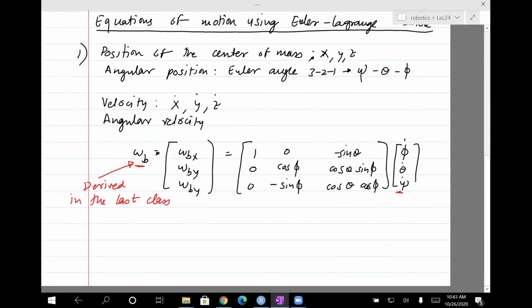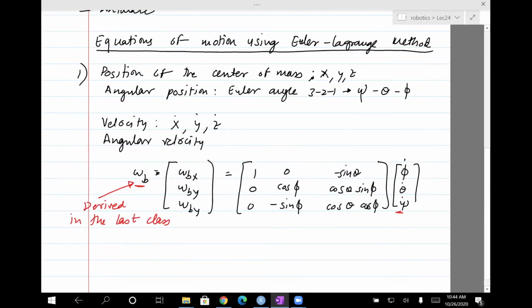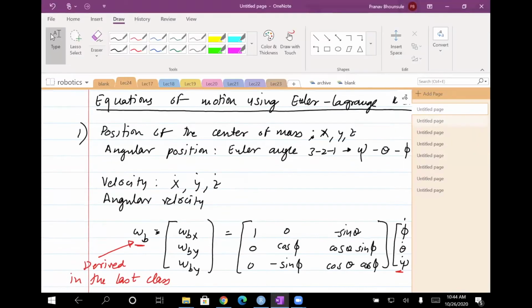So we have the positions and velocities. The next step in Euler-Lagrange method is to write the kinetic energy. And so we'll do that next. So step 2 is write the kinetic energy. That's 0.5 times mass times the velocity squared. In this case, the velocity squared is simply x dot squared plus y dot squared plus z dot squared.